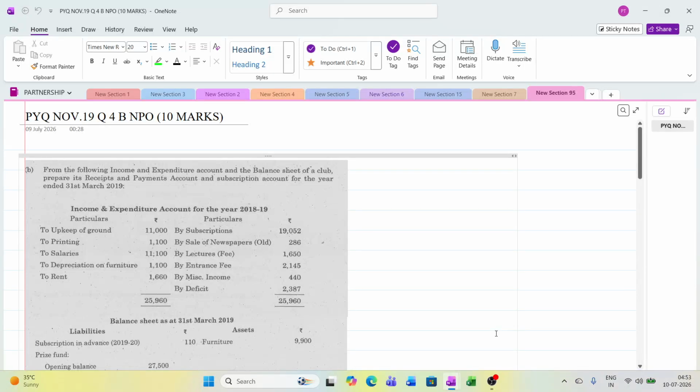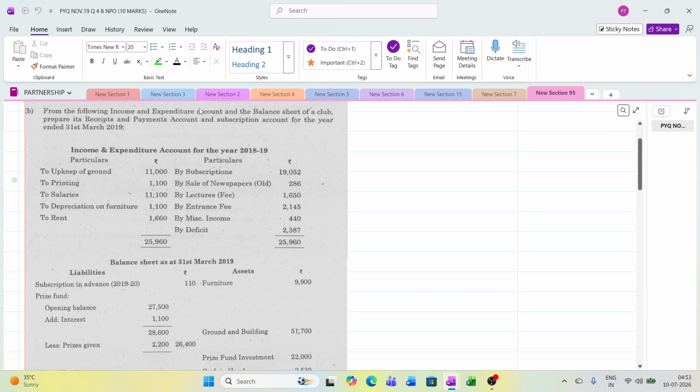Today we are going to see a past year question, November 2019, question number 4B of not-for-profit organization. This question is for 10 marks. Here they have given the income and expenditure account and balance sheet of a club, and they asked to prepare the receipts and payments account and the subscription account.